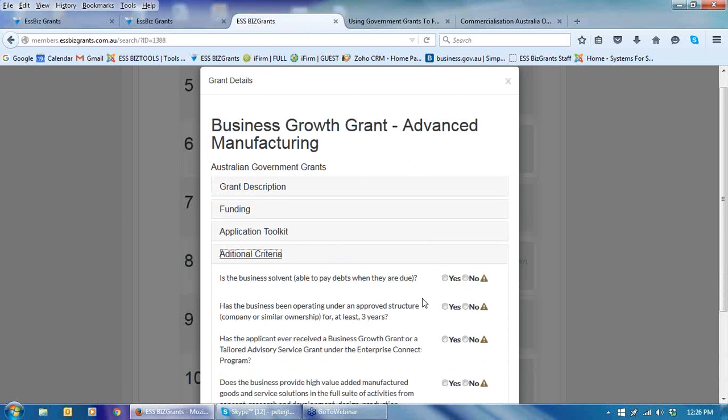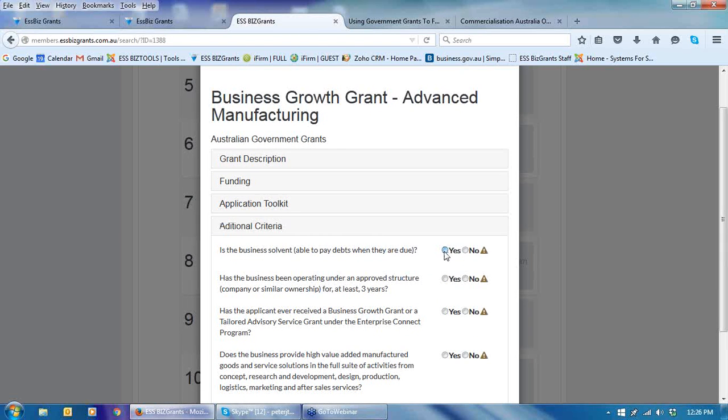We'll go to the additional criteria. Is the business solvent? We say yes. Has the business been operating in an approved structure for 3 years? So that was one of those key questions back at the beginning. How many years has the business been operating? Has the business ever received a business growth grant or a tailored advisory grant under the Enterprise Connect program? They were the predecessor programs. If they have, you would miss out.